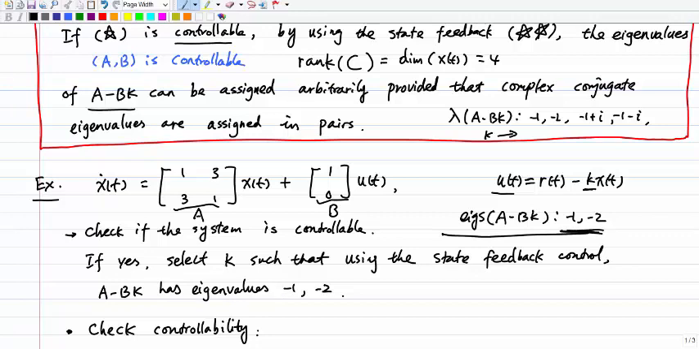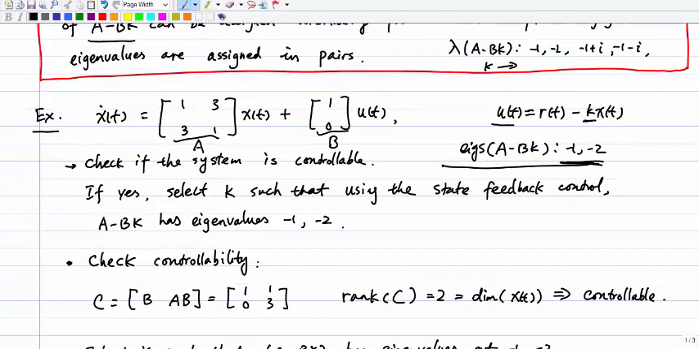Okay, so let's first check the controllability. The controllability matrix is given by B and AB, because this is only a 2-dimensional case. So I have B and AB. B here is [1; 0], and A times B, if you do the product, is just [1; 3].